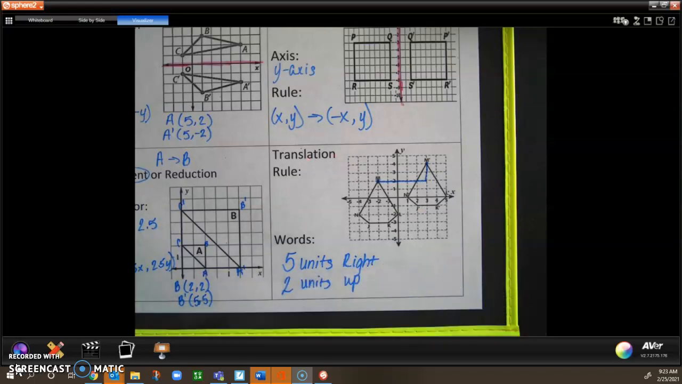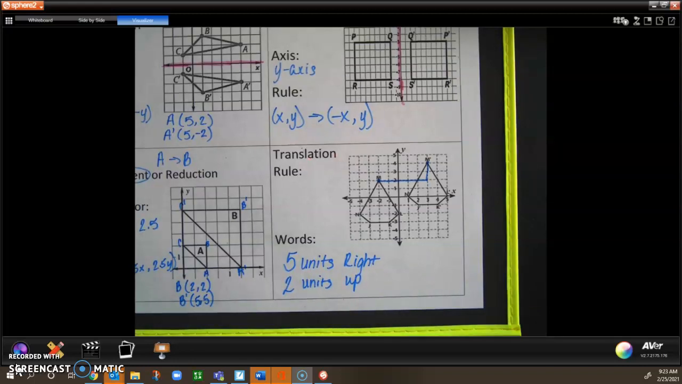So remember, if you're going to the right, you are adding to your x value. If you're going to the left, you're subtracting from your x value. If you go up, you're adding to your y value. If you go down, you're subtracting from your y value.